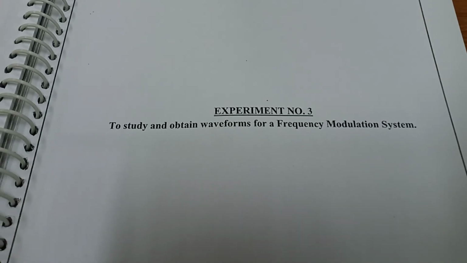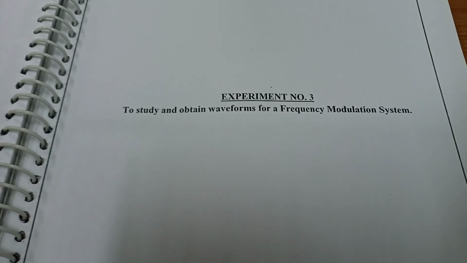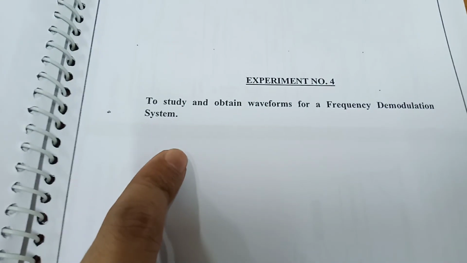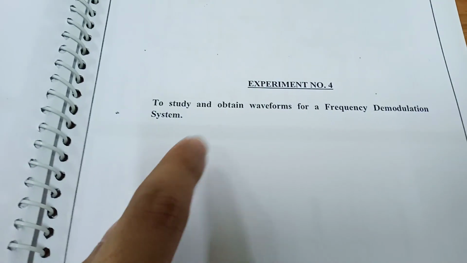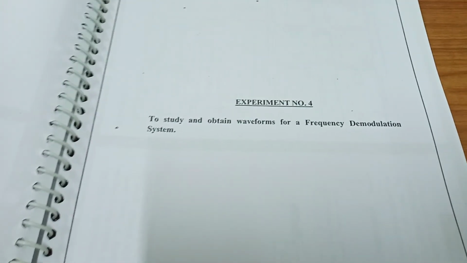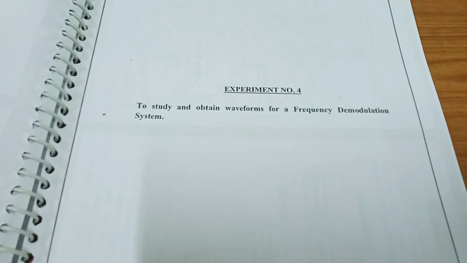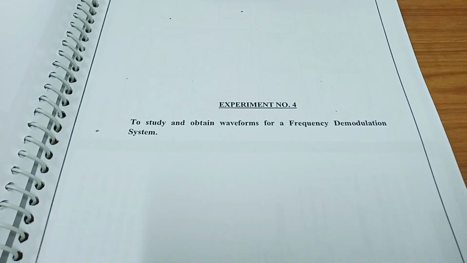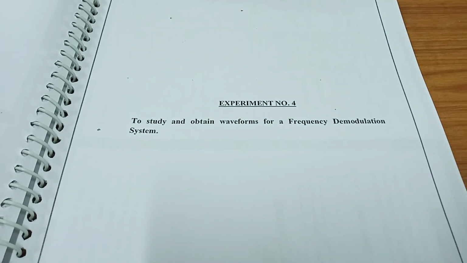Objective of the experiment is to study and obtain waveforms for frequency modulation system. Today we are going to perform two experiments. One is FM modulation and the other one is to study and obtain waveforms for frequency demodulation system. So we are going to perform FM modulation, frequency modulation, and frequency demodulation. Since the kit is common for both, we are performing both the experiments at the same time.